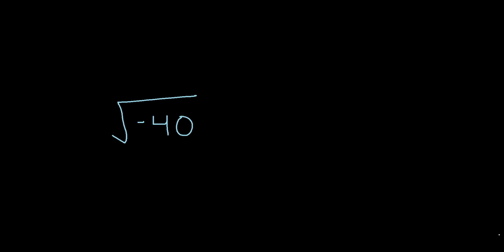In this video, we will talk about how to simplify radicals with imaginary numbers. So let's say we have the square root of negative 40. How could we simplify this expression? Well, we need to know that the imaginary number i is equal to the square root of negative 1.